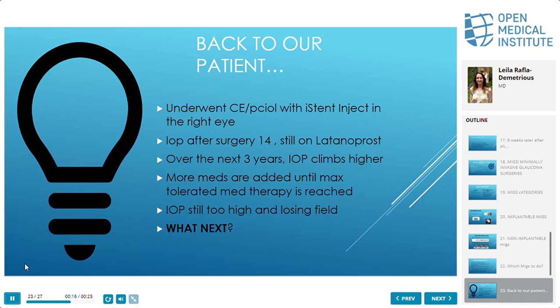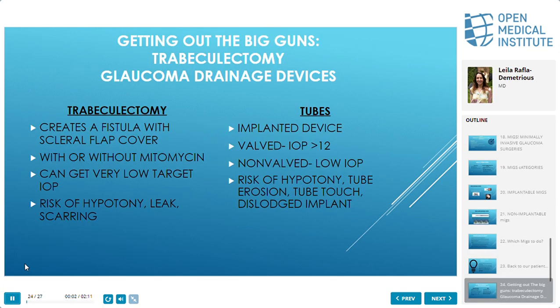So we keep on adding medications, maximal tolerated medical therapy is reached, and the pressure is still too high and we're losing more field. What are we doing next? Now we're going to have to bring out the big guns. So it's basically either a trabeculectomy or a tube.